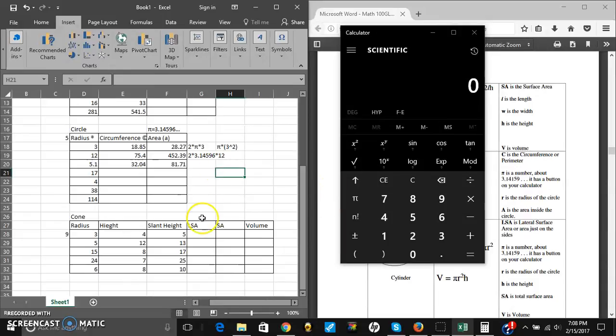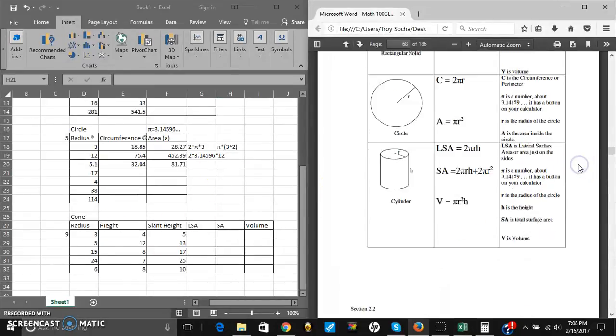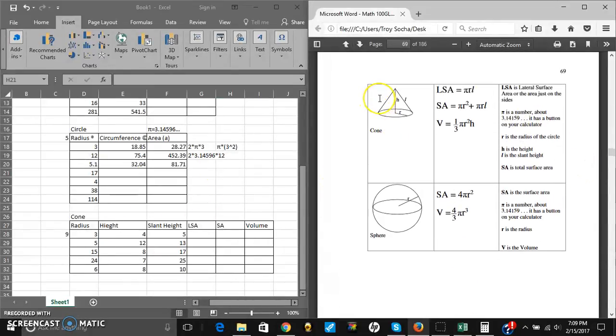Now this next shape that we're working with in 9 is a cone. It's a three-dimensional shape. So therefore, it will have three things that we can look for: lateral surface area, which is related to circumference or perimeter, surface area, and volume. Lateral surface area is the cone. So that one's pi r l.